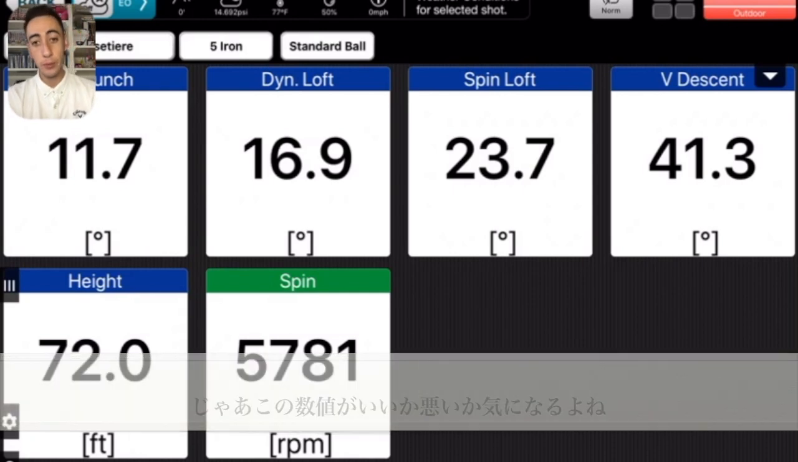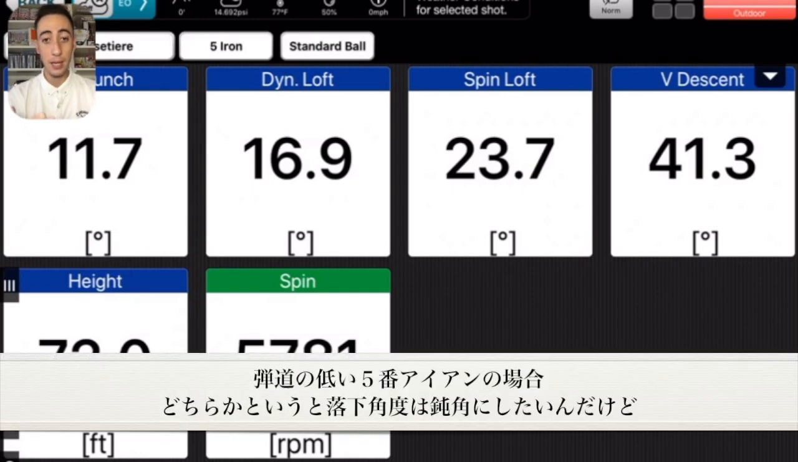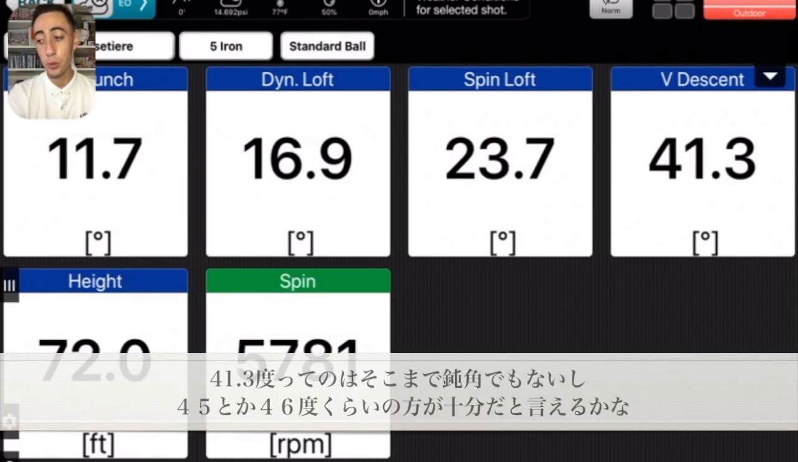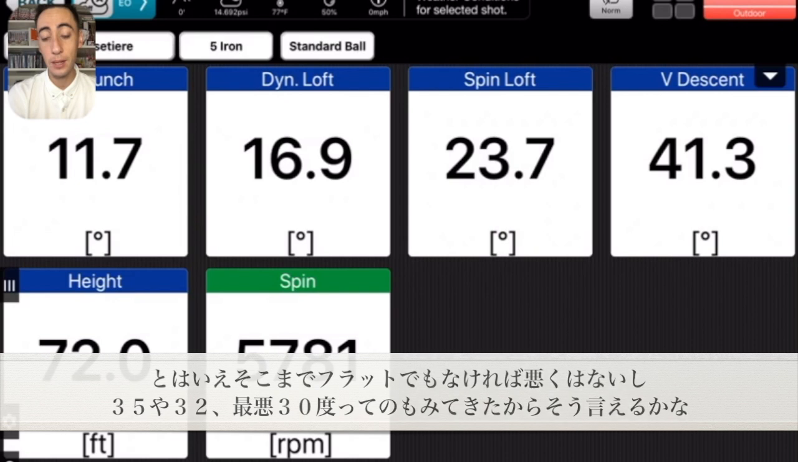Well, typically with the 5-iron, because it's closer to your lower iron clubs, which tend to be a little bit lower for most people, you actually want a vertical descent that's typically on the steeper side. And 41.3 degrees is not incredibly steep. I think 45, 46 degrees would be coming in at a pretty steep angle, and you're going to stop the golf ball quite quickly most of the time with that. But 41.3 is definitely not flat by any means.